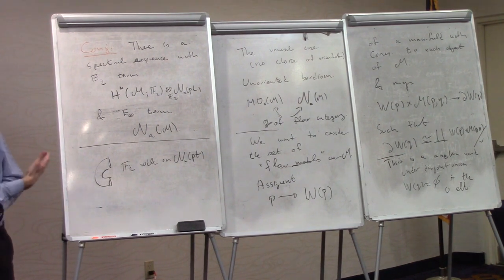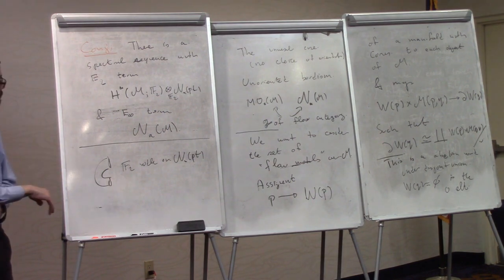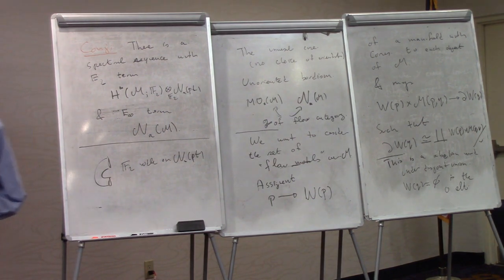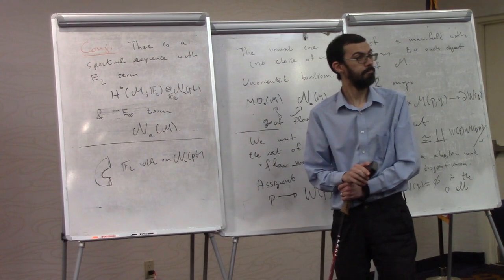But in practice, what is really happening is you can identify, and if I have time, I'll explain this later, you can identify these groups with some homotopy groups of the spectrum that you can construct also using geometry. And if you filter that spectrum, you will see that as the first page. Questions before I keep going?